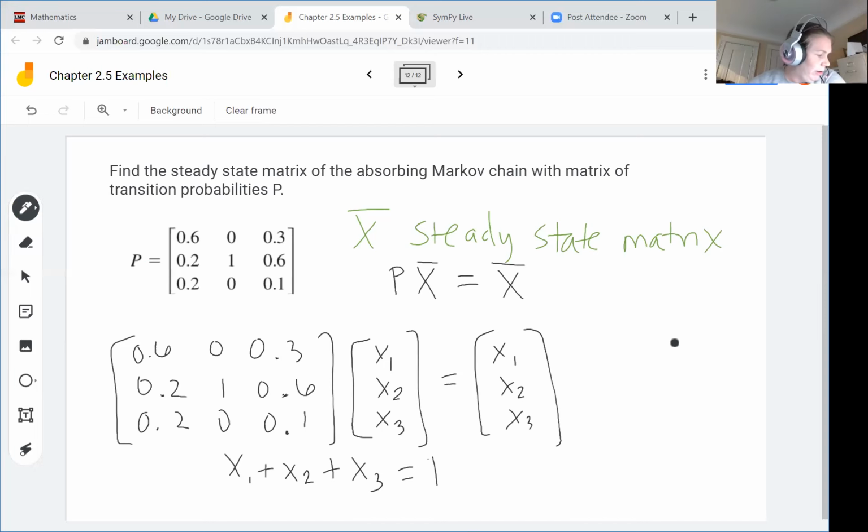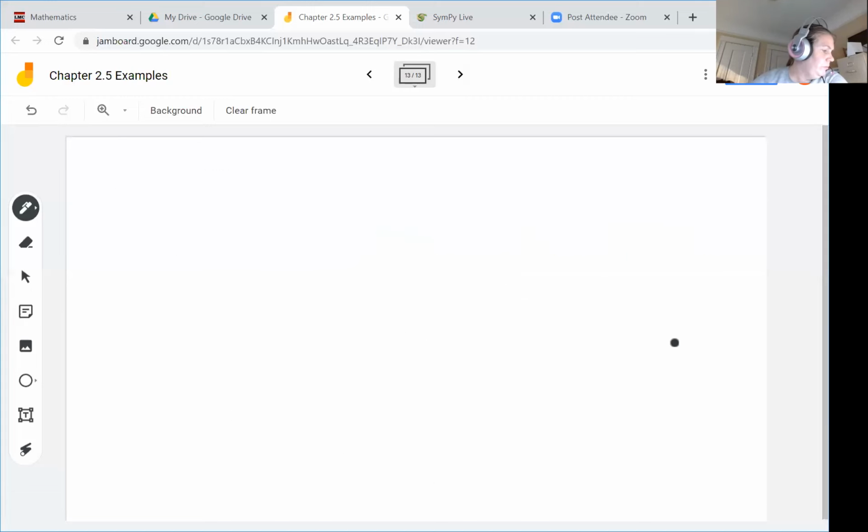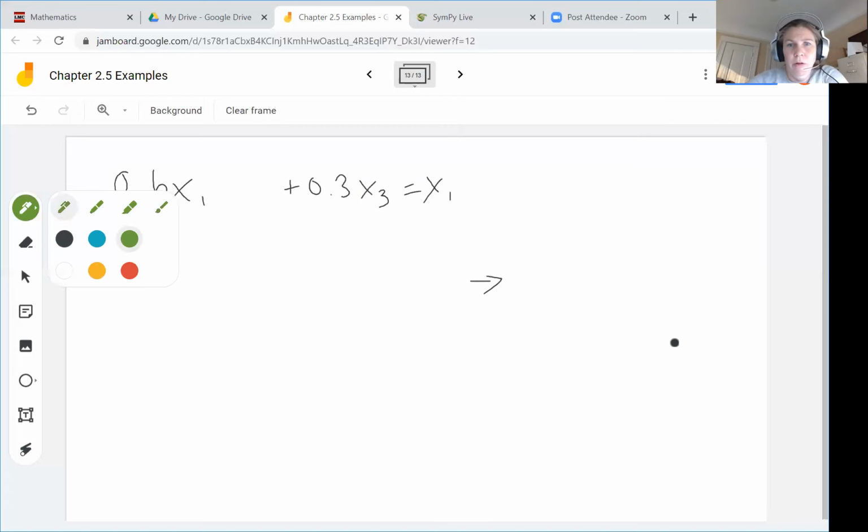So we're going to use the coefficient matrix here and the values to write our linear system. In the first equation, we are going to have 0.6 x1 plus 0.3 x3 equals x1. So that is going to transition to 0.6 x1 minus x1. So we're going to end up with negative 0.4 x1 plus 0.3 x3 equals 0.